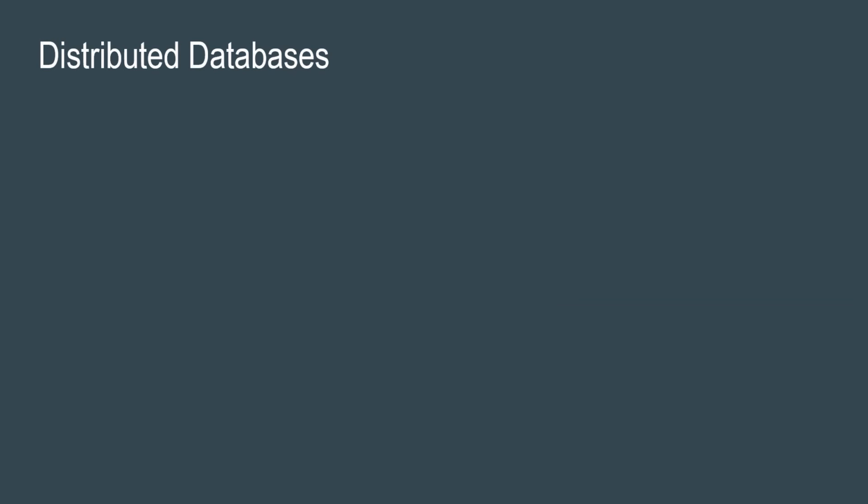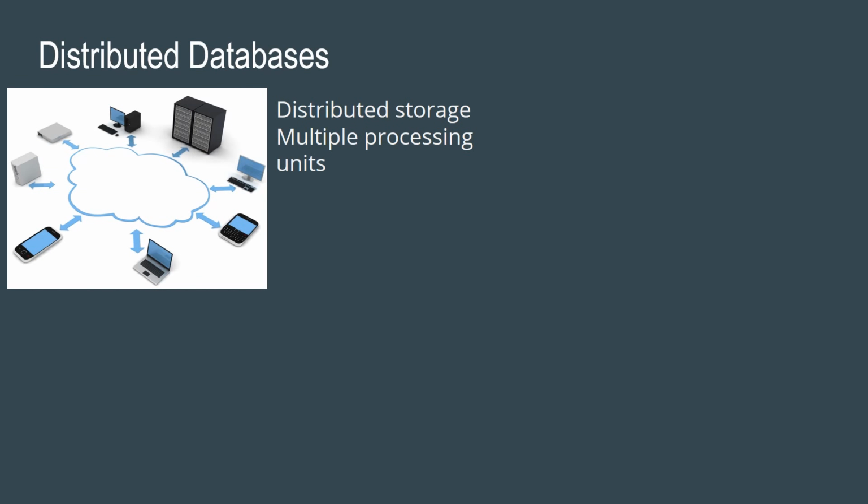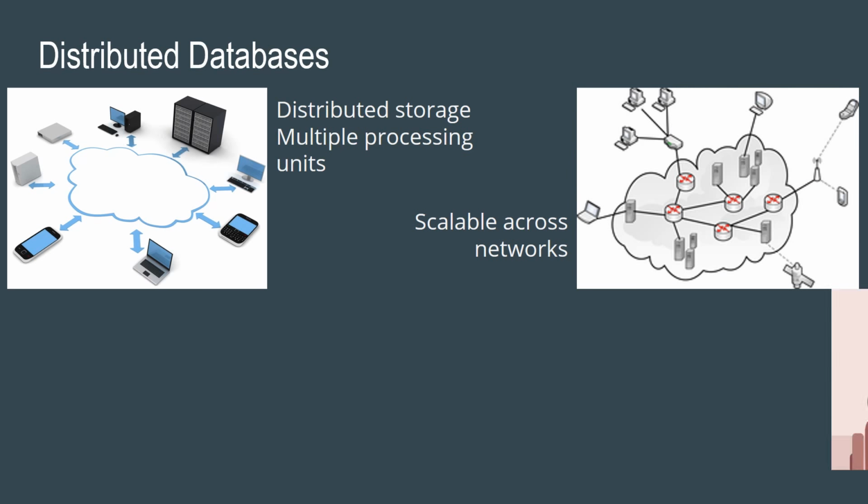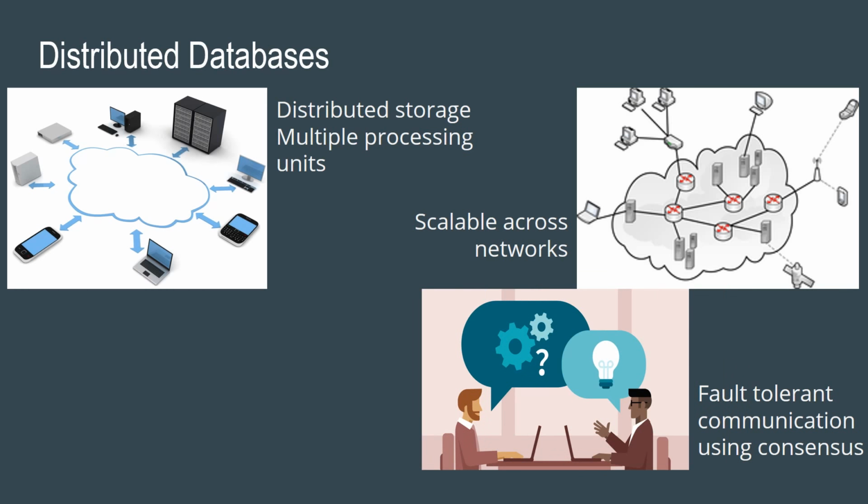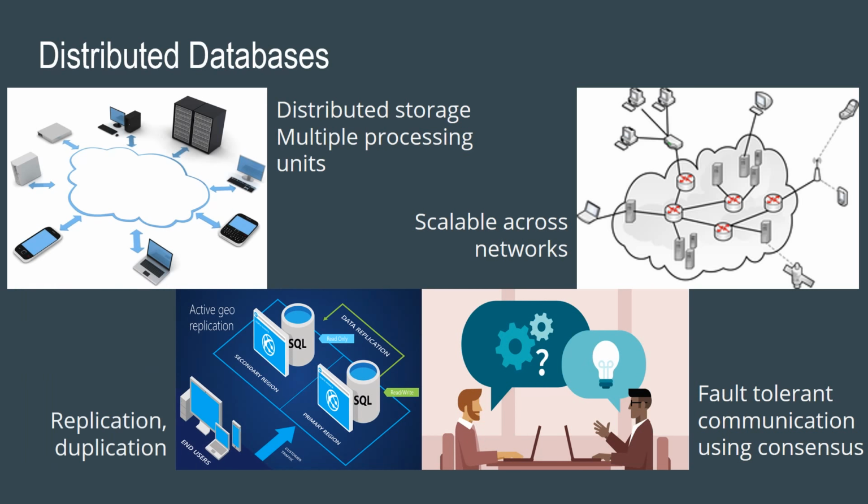Talking about distributed databases, also known as decentralized databases, its primary feature is that it consists of distributed storage systems and multiple processing units. It is scalable across multiple networks and it uses fault-tolerant communication through consensus. Apart from that, it uses replication and duplication. The difference is that in replication, it just creates copies of data across multiple storage systems, whereas in duplication, it consists of a master data table, which is used for all the functions, and other storage systems just contain copies of the master table.